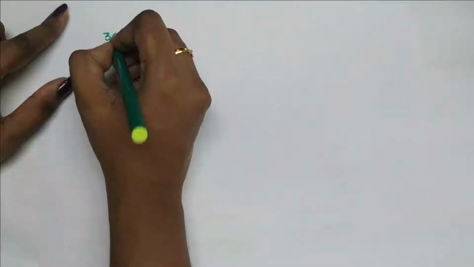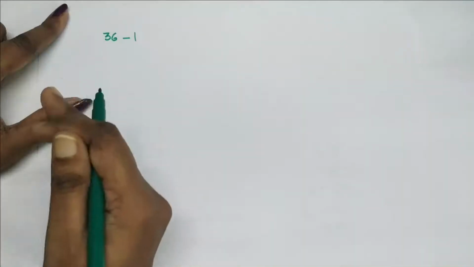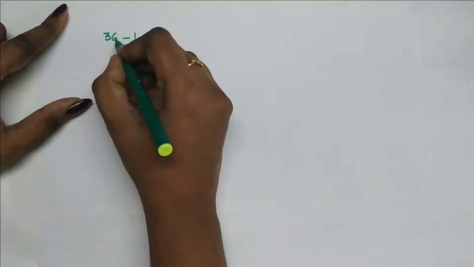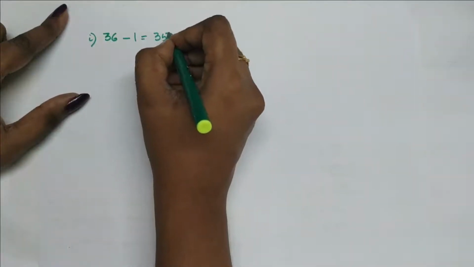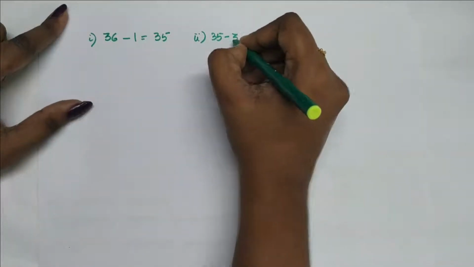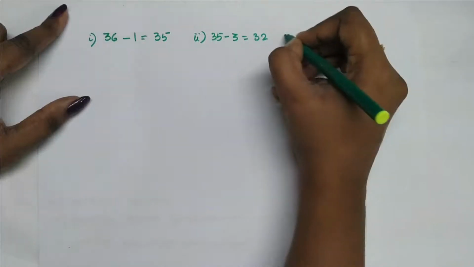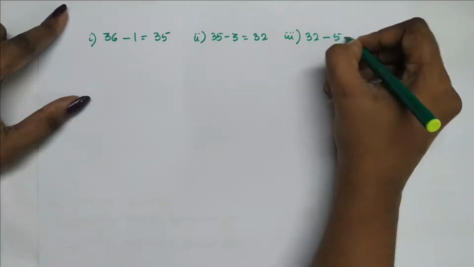Let us assume 36 is the number. So starting with 1, we are going to subtract the odd numbers only. So 36 minus 1, first subtraction results in 35. The second subtraction is 35 minus 3. So take all the odd numbers starting from 1. The third subtraction will be 32 minus 5.